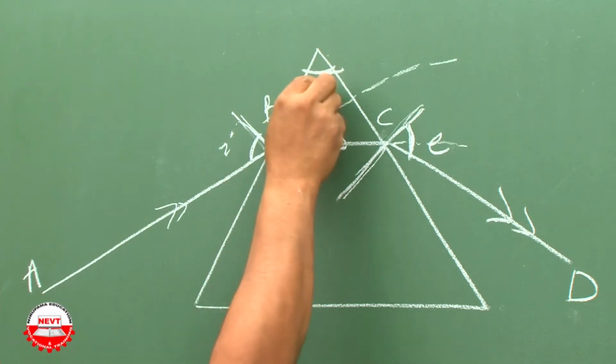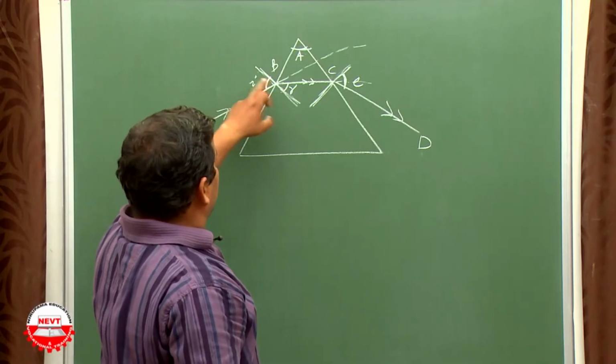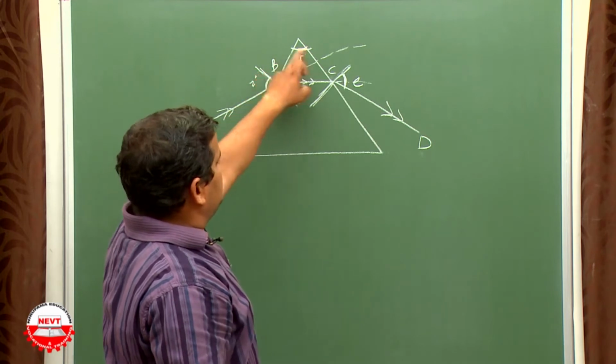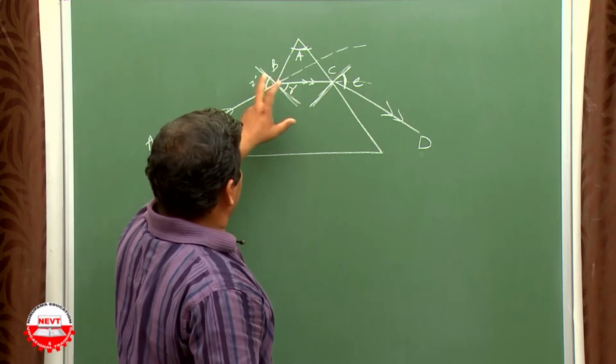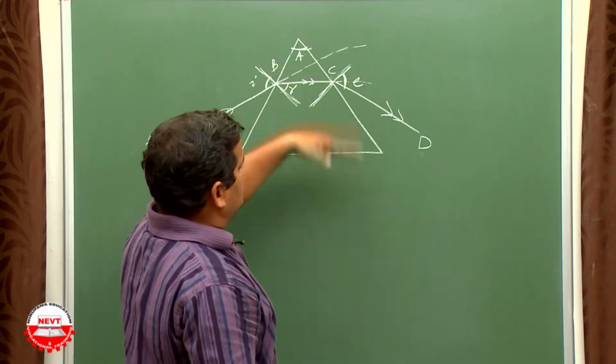Let us say this is A. So, the incident angle, refracted angle, angle of the prism, and this is the angle of emergence. Just simply learn the diagram. After that we will discuss it.